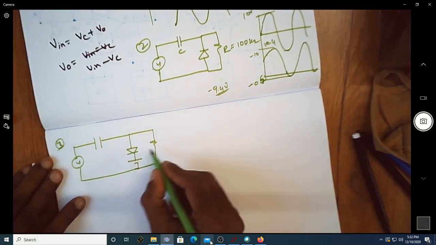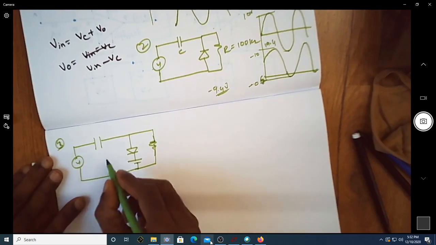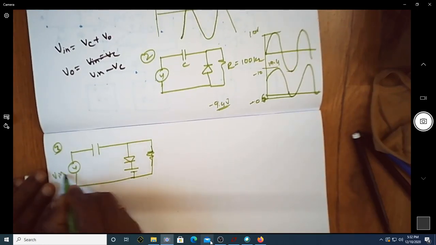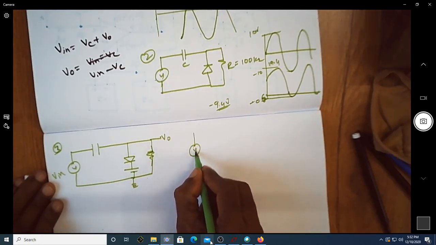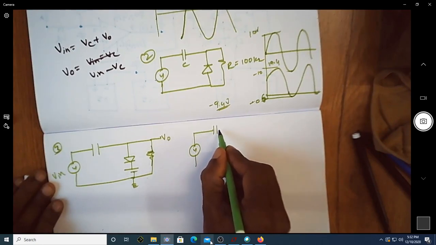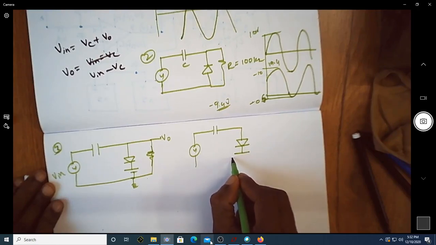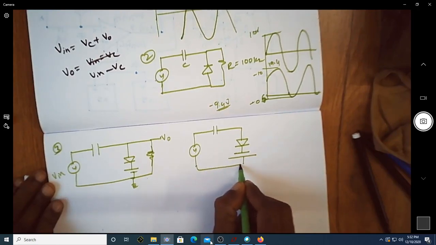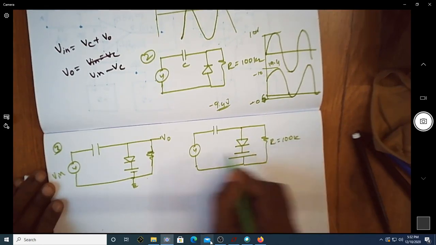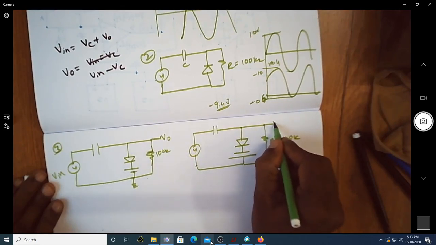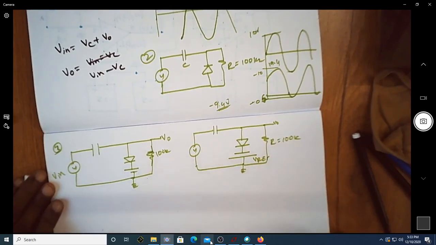If I write this as third one, you have a resistance and a reference voltage which is positive here. This is V in, this is V naught here, grounded. Again you have a capacitor, you again have the diode, but you have a negative reference. Then you put a very high resistance, R is equal to 100k. This is again V naught. This is grounded. V reference. You can see this is negative. This is now positive.